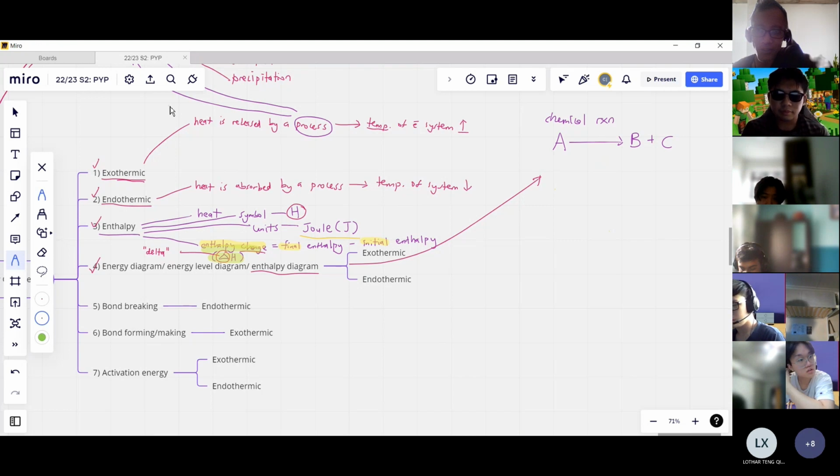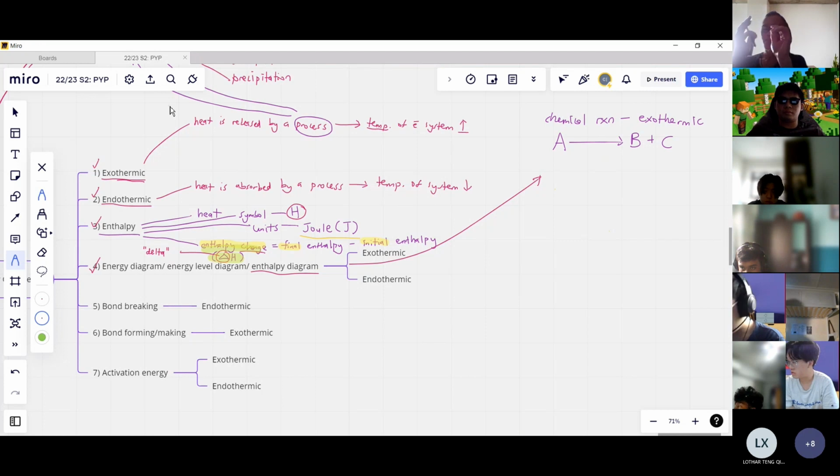Let's have one more constraint here. The whole reaction is considered an exothermic reaction. So when A becomes B and C, heat is given out and the temperature of the whole system increases. Let's assume it's exothermic. So how do we draw the energy diagram? It's going to look like this.